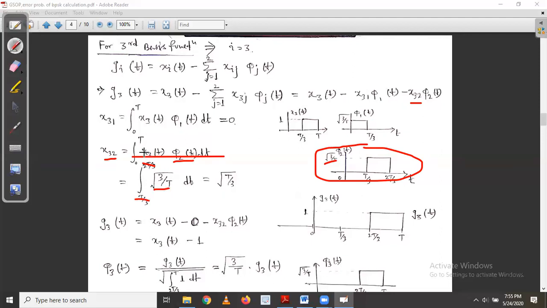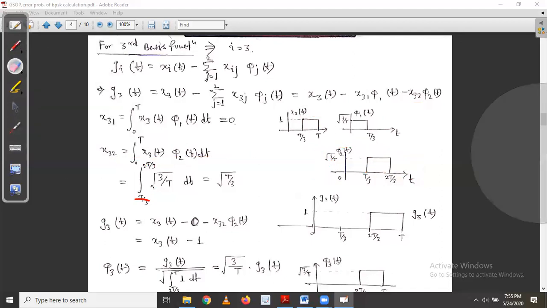In the same range, what about x3t? It is nothing but 1, because you can see t by 3, 2t by 3. Actually this one is somewhere in between, or more than this. Here t by 3, this is your t. This point is more than this point, because t is somewhere here.